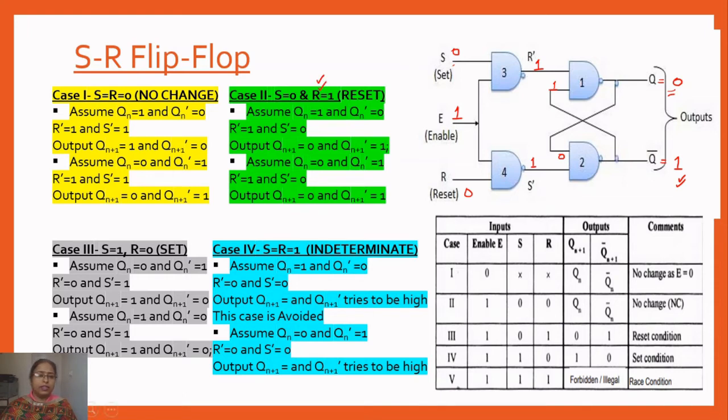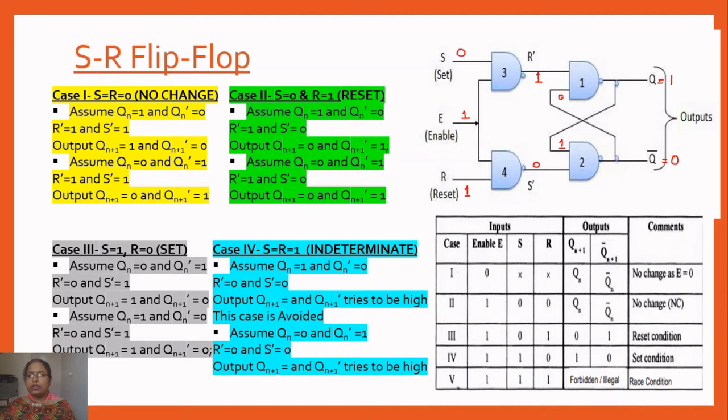In the second case, S is 0 and R is 1, right? My enable is high. So in this case, let us assume that my Q1 is 1 and my Q1 bar is 0, right? Now let us find the outputs. This is 1, 0, 0. This will be high and this will be low. And this 1 will come here. This 0 will be coming here.